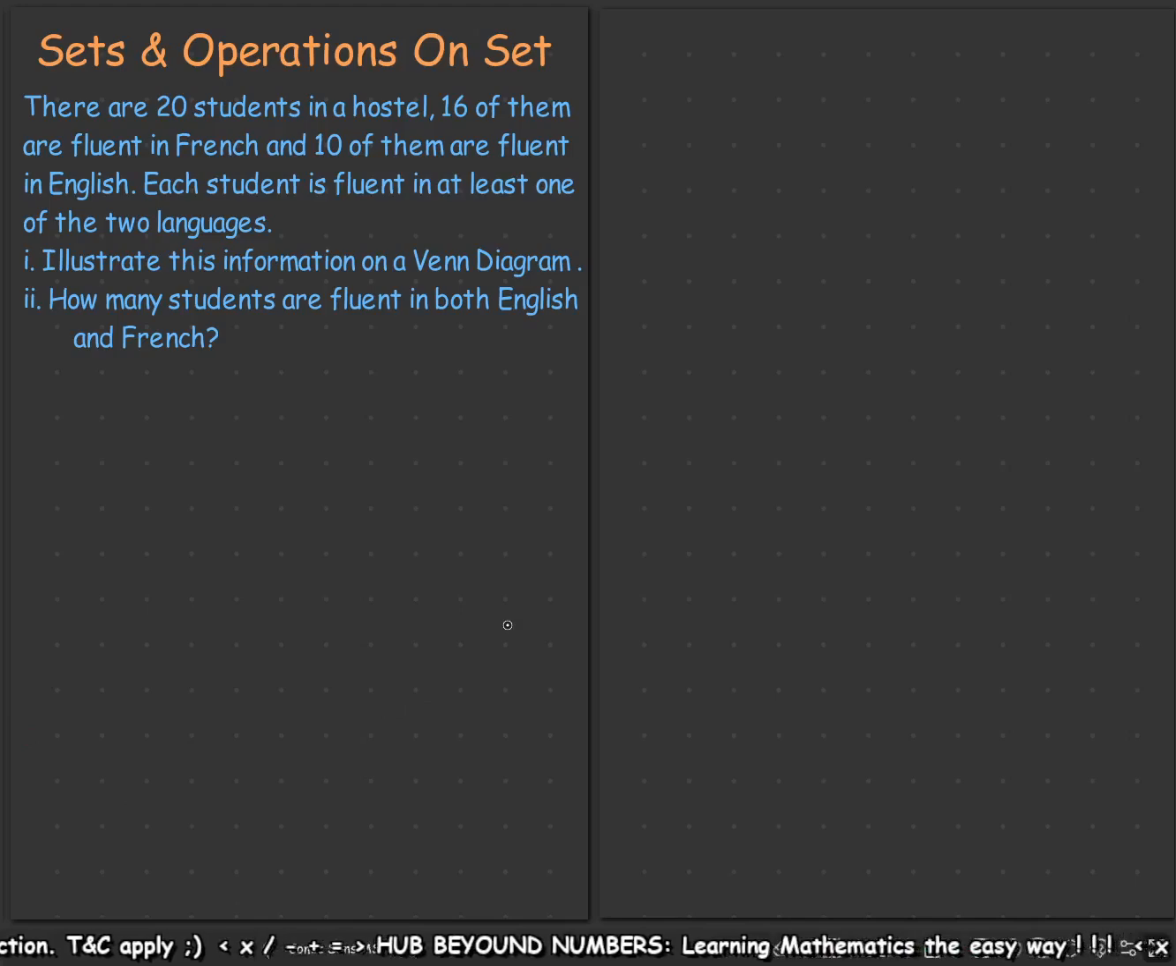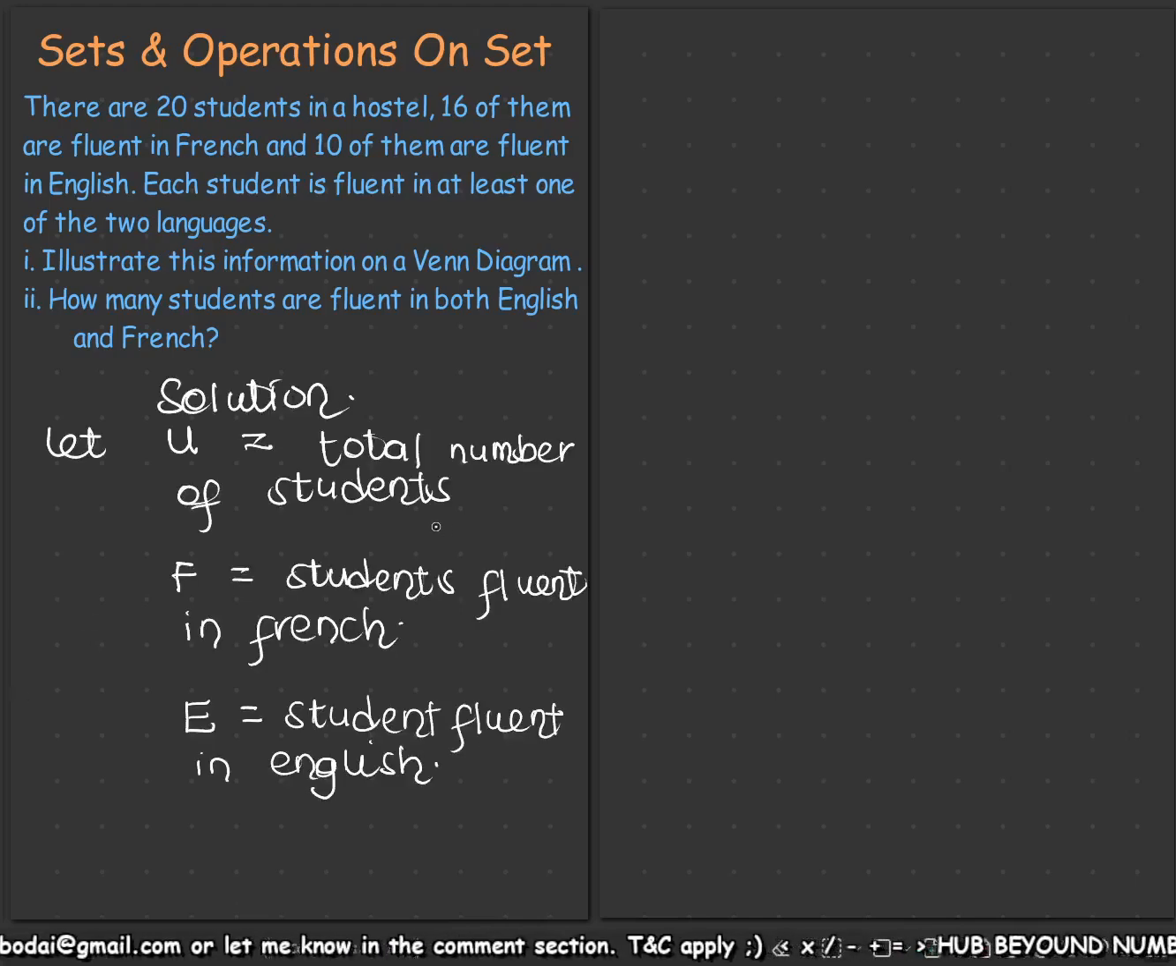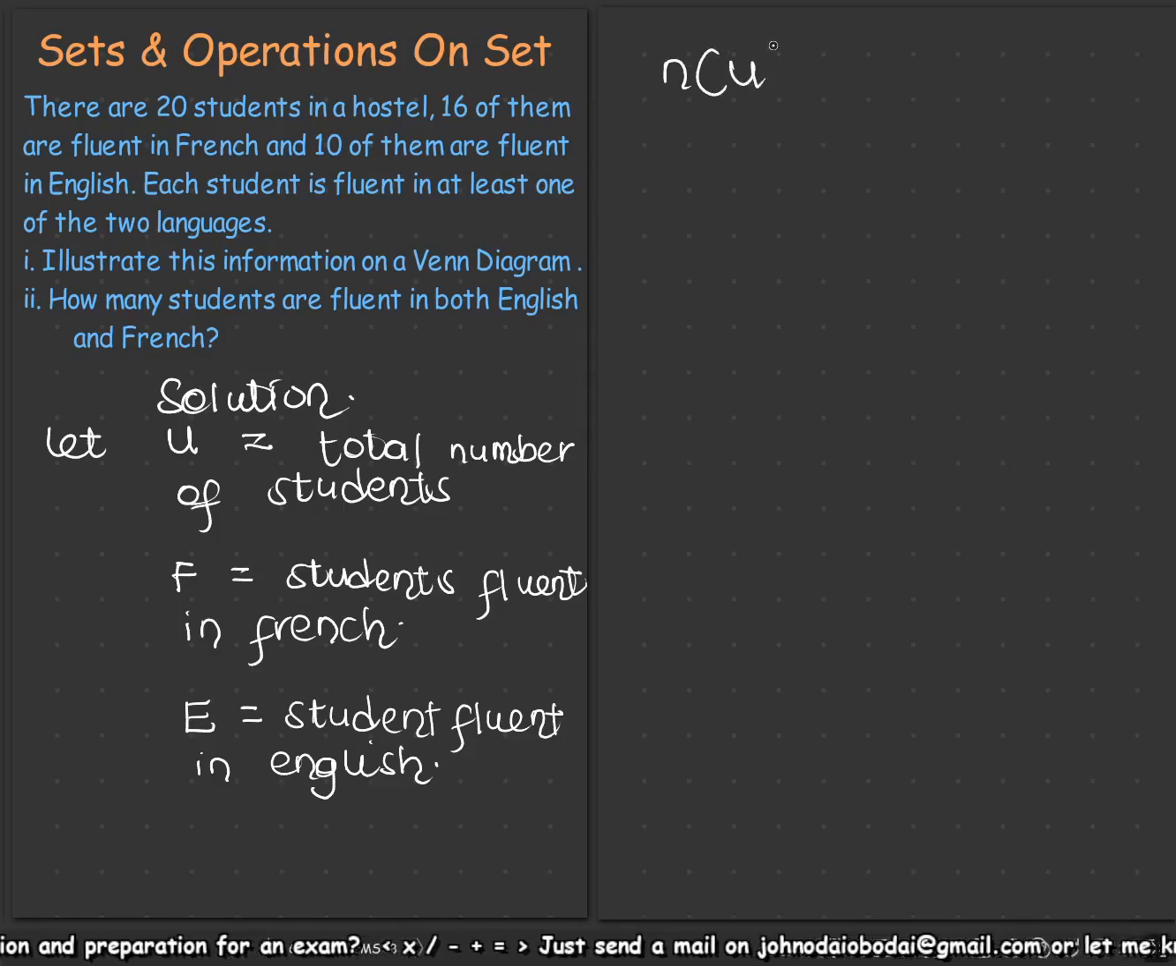Now, to solve this question, as I always do, let's try and write out our parameters. What have you been given in the question that is going to help you solve it? To write out our parameters, we have to use some variables. So I'm going to start by saying we should let U be the total number of students. Then I'm going to let F be the students who are fluent in French, and E is going to be students fluent in English.